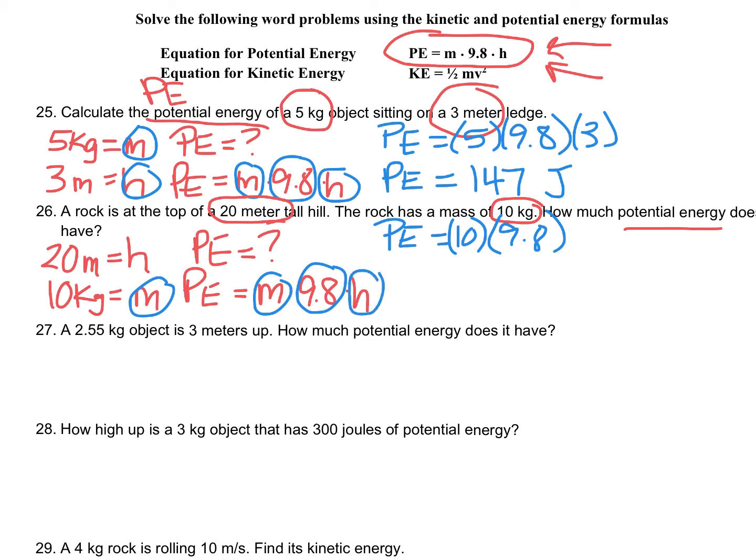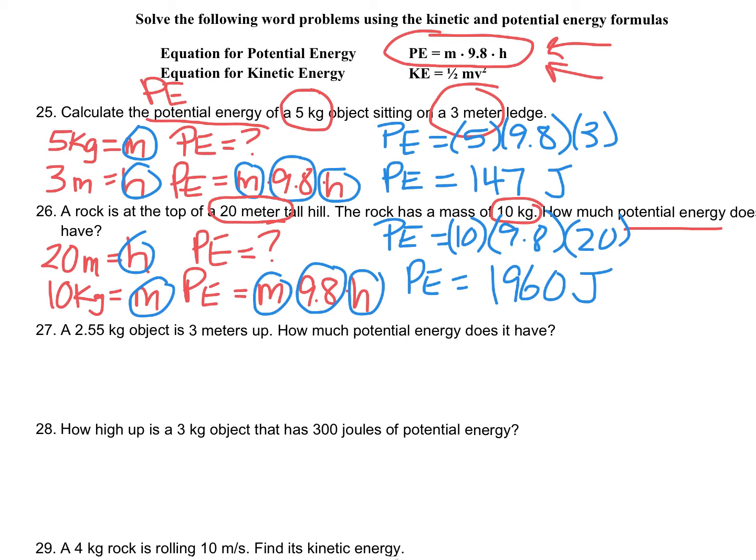And then for height, height is going to be 20 meters off the ground, so we're going to put the 20 right there. When we multiply all three of those numbers together, 10 times 9.8 times 20, we end up getting about 1,960. And since it's potential energy, we measure it in joules. So there we go for number 26.